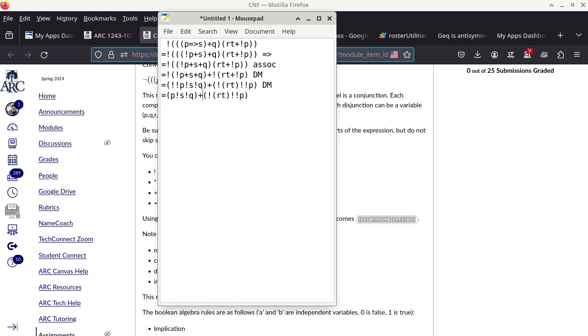So this is double negation. It can go away. This is also double negation. It goes away. So I'm just going to say simplification here. Simplification. Simplification. Okay, that sounds about right.